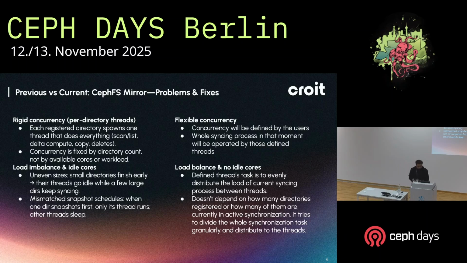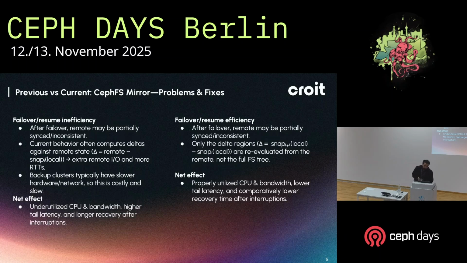Let's go to the next page. So another optimization we try to do is failover and resume efficiency. For example, in Cephfs-mirror, failover is inevitable. So basically, whenever a failover happens, your remote cluster is corrupted. So the remote file system is inconsistent.